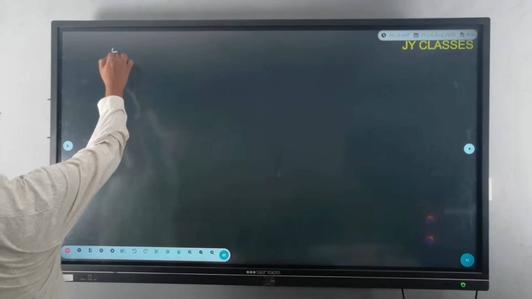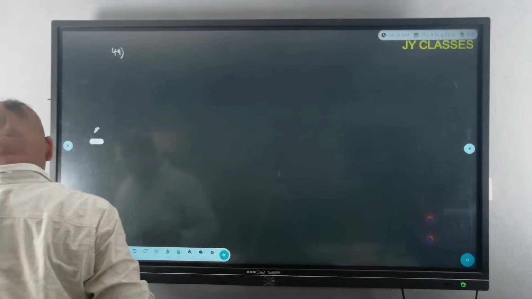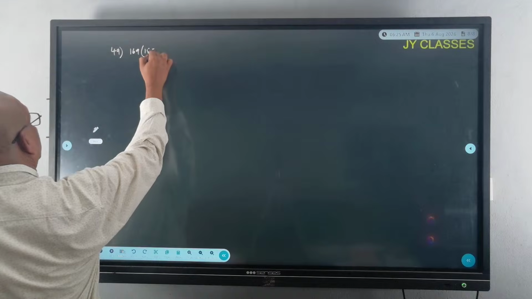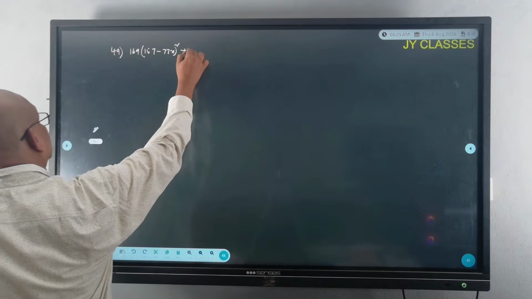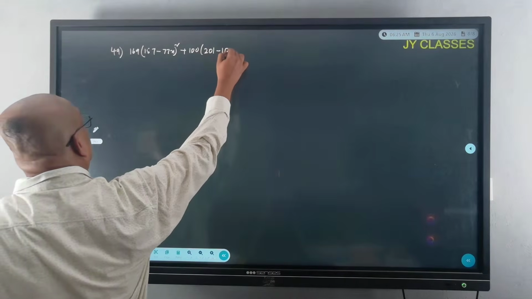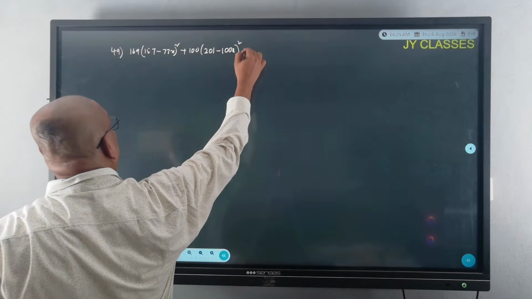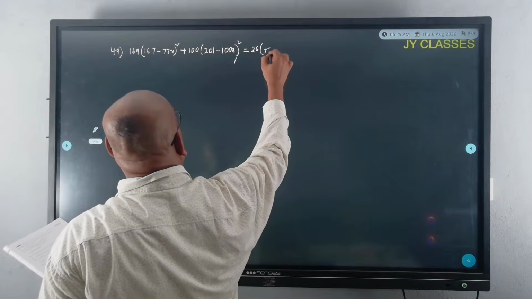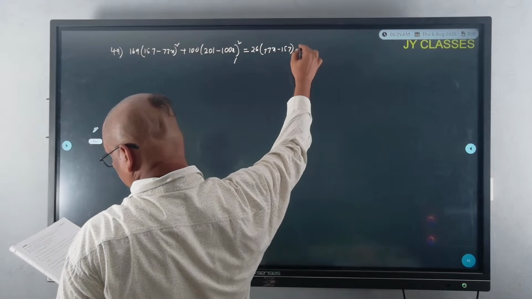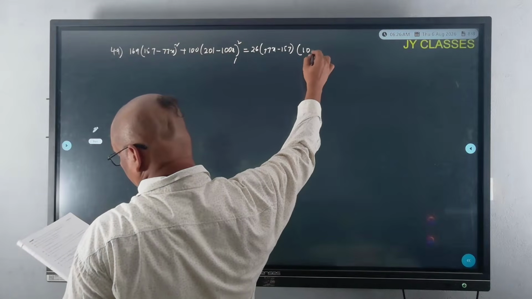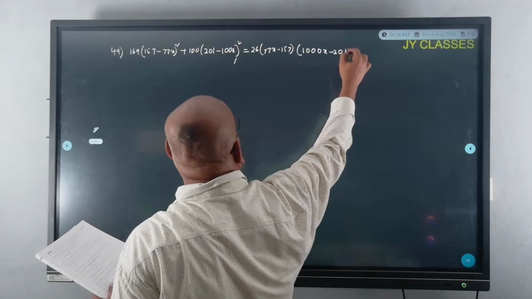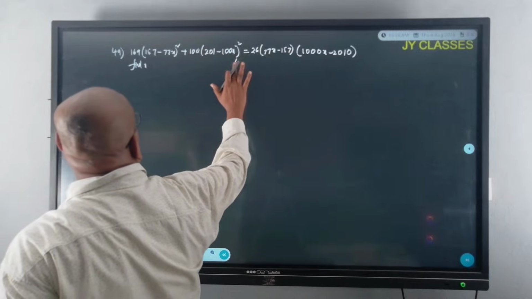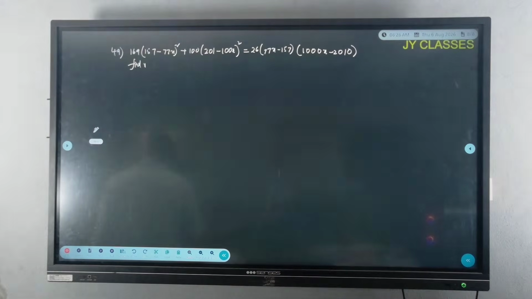See question number 49. 169 into (157 minus 77x) whole square plus 100 into (201 minus 100x) whole square is equal to 26 into (77x minus 157) into (1000x minus 2010). Find x. That is the question. Okay.